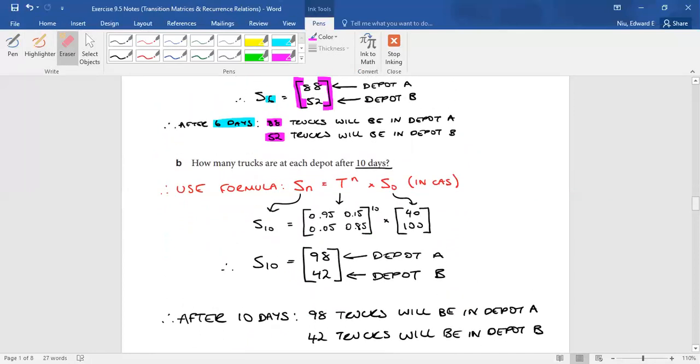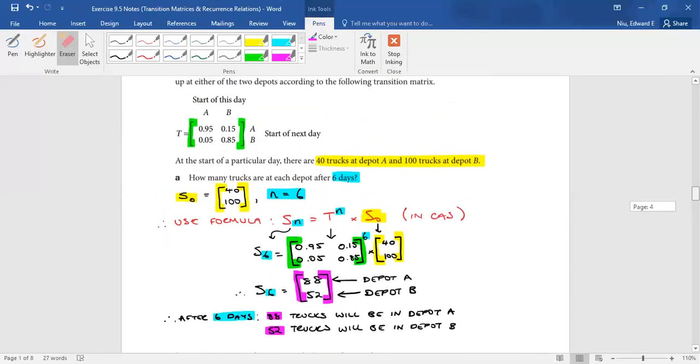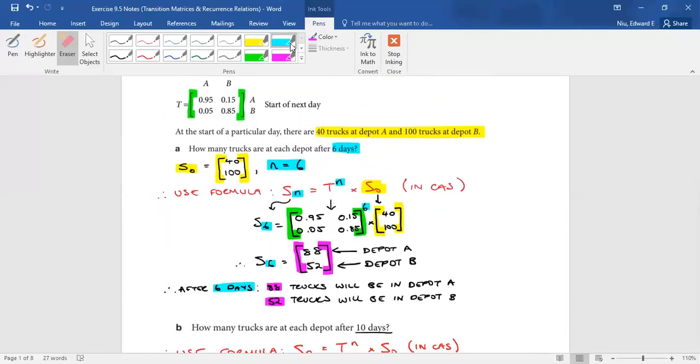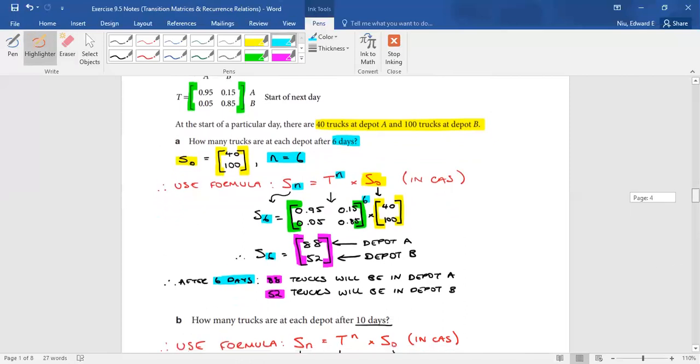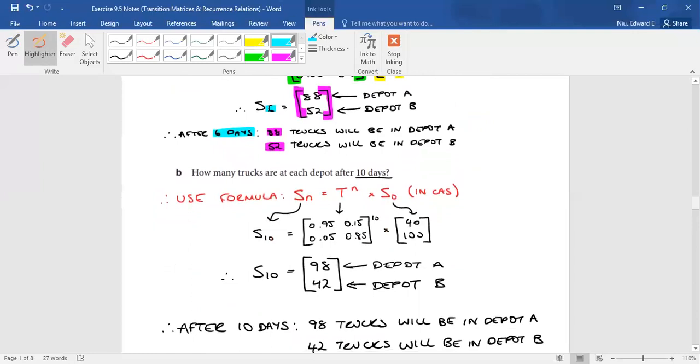Now, the next question says, how many trucks are in the depot after 10 days? So first we figured out 6 days. Now we've got to figure out how many trucks are in each depot after 10 days. Same process. Our blue is now 10. And so our Sn and our T to the power of n are all going to be 10 now instead of 6.